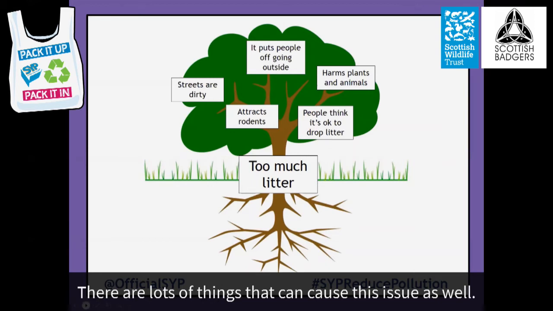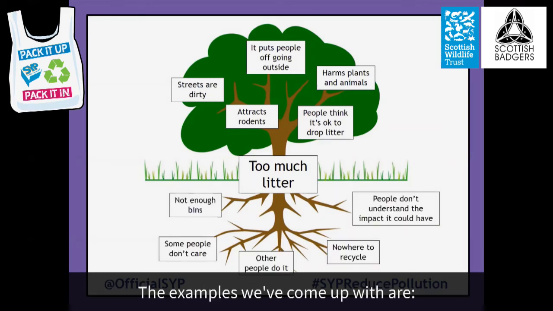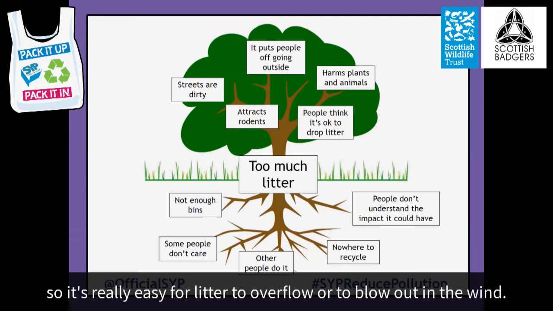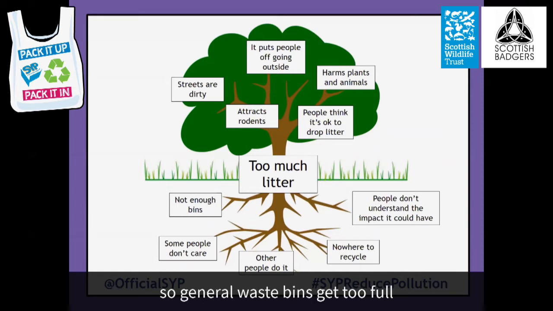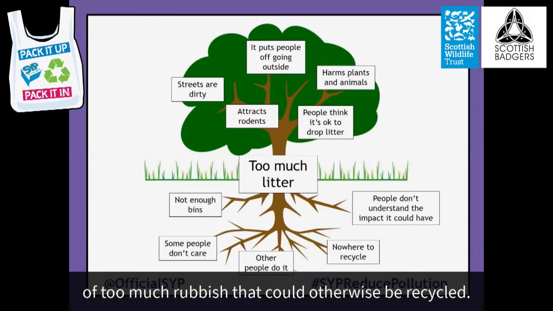There are lots of things that can cause this issue as well. The examples we've come up with are, in some areas there aren't enough bins, or the bins that there are aren't secure, so it's really easy for litter to overflow or to blow out in the wind. In some areas, there also aren't many recycling facilities, so general waste bins get too full of too much rubbish that could otherwise be recycled.